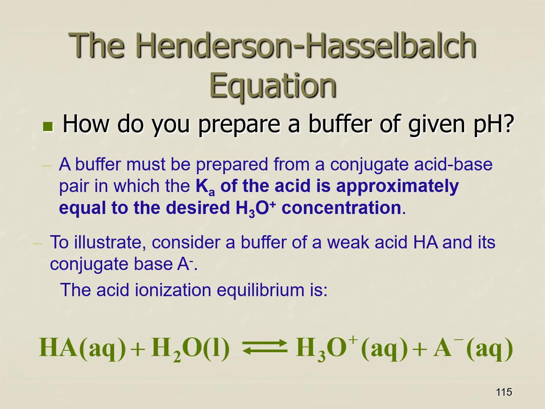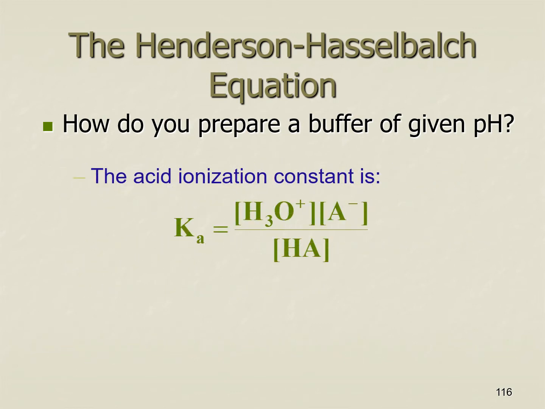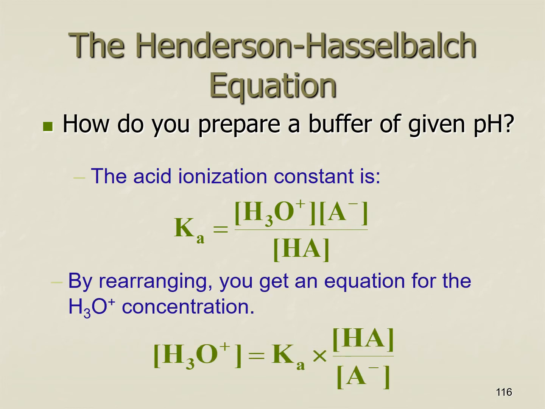But anyway, let's consider a weak acid, HA, and its conjugate base, A minus. So we have our acid ionization equilibrium, and then if we write the acid ionization constant, we get this, Ka equals H3O plus times A minus over HA. But remember, we're wanting the Ka to be somewhat close to the H3O plus concentration. So we're going to rearrange this just a little bit. So we can solve for H3O plus concentration is going to equal Ka times the quantity HA over A minus. That's just rearranging this above equation.